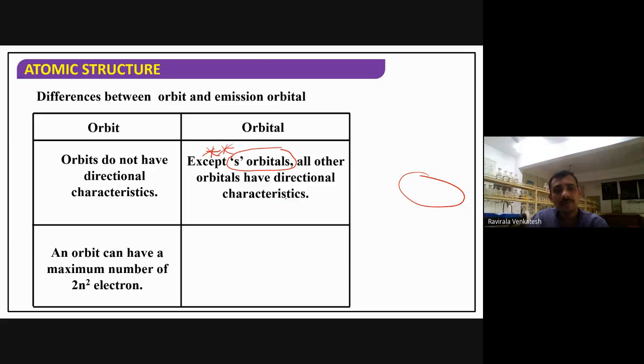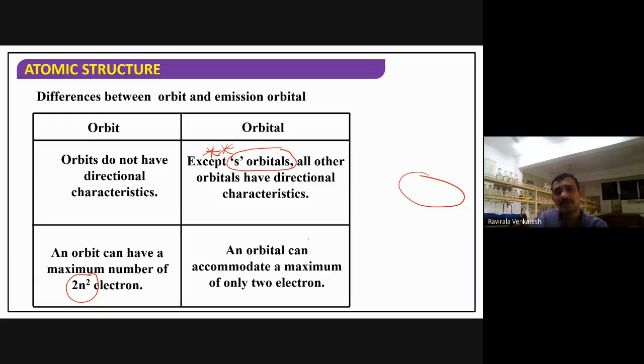An orbit can have a maximum of how many electrons? 2n square. The formula to calculate: first orbit, how many electrons? 2 into 1 square. Second orbit, how many electrons? 2 into 2 square. Like that, the formula is there; you can easily calculate. An orbital, any orbital, can have only 2 electrons. You can place in any orbital a maximum of 2 electrons. Now, this is about the difference between orbit and orbital.